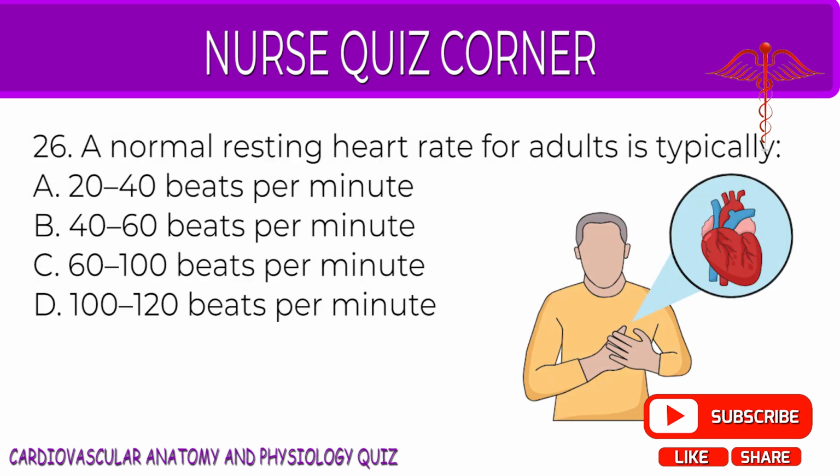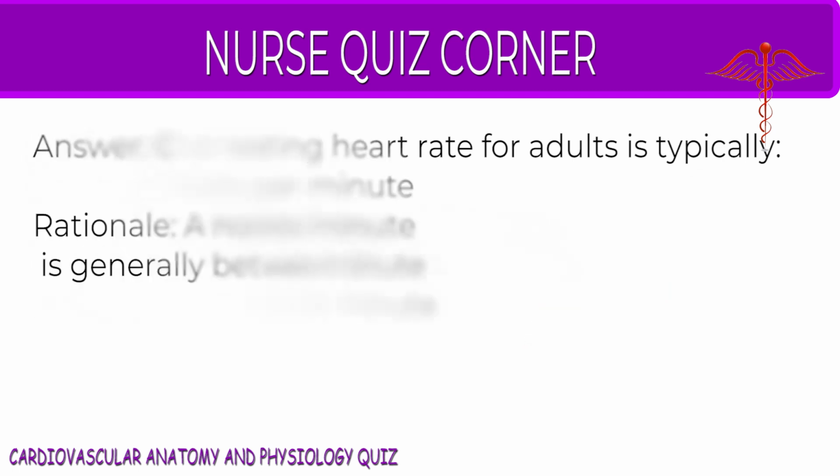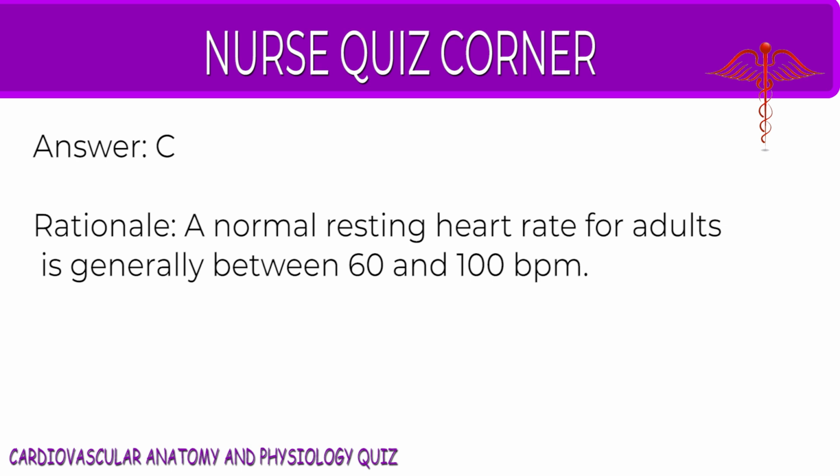26. A normal resting heart rate for adults is typically: A. 20 to 40 beats per minute. B. 40 to 60 beats per minute. C. 60 to 100 beats per minute. D. 100 to 120 beats per minute. Answer C. Rationale. A normal resting heart rate for adults is generally between 60 and 100 bpm.